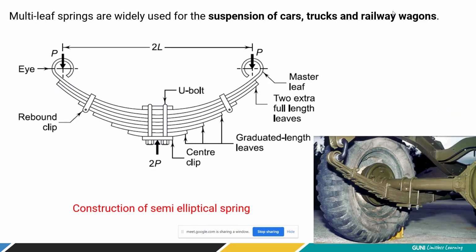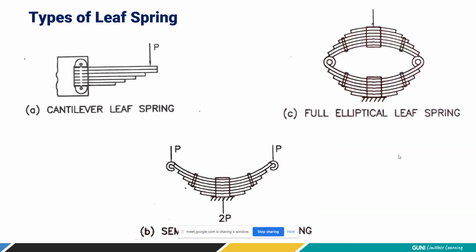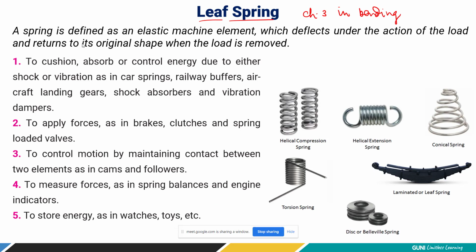Alright, let me show you the example. This is a classic picture where you can see the locomotive, or the truck, basically carrying the leaf spring, right? Now what is the basic function of a spring, that you have to understand. So spring is defined as an elastic machine element which deflects under the action of the load and returns to its original shape when the load is removed.